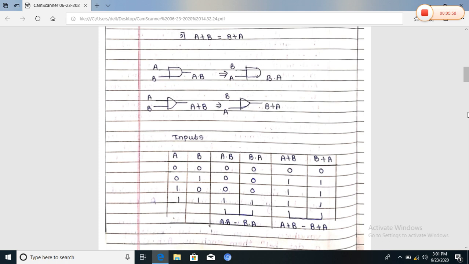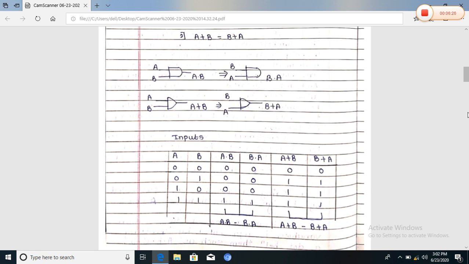So A into B is represented as B into A, the same term, in the truth table. In the truth table, the two terms A into B and B into A are represented the same. This means the commutative law states that changing the sequence of variables or inputs does not have an effect on the output of the logical circuit.